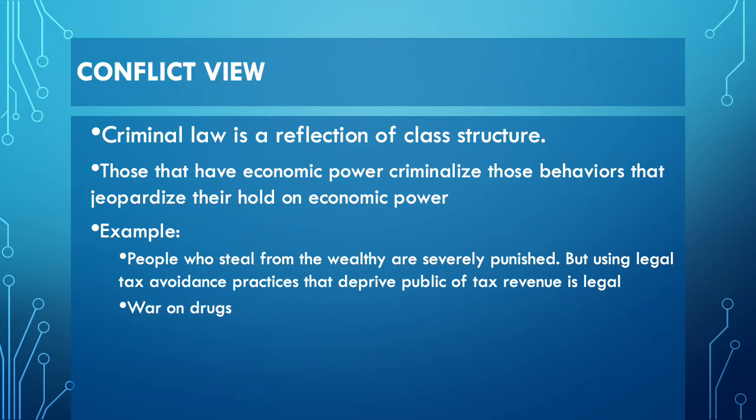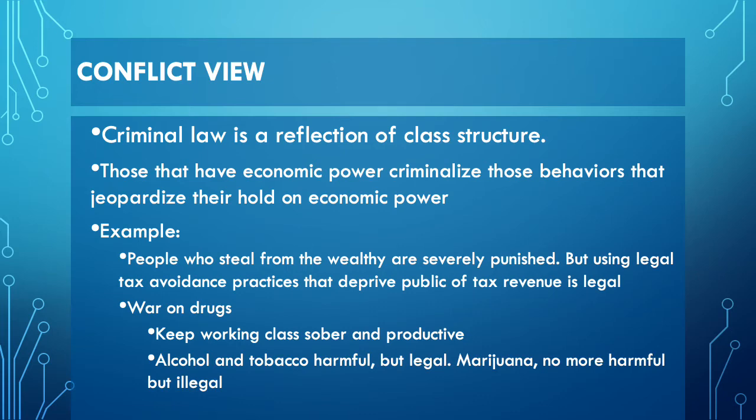You can also see the war on drugs as an example of the conflict view. From the conflict view, on the one hand, the owners, the people who make all the money, need to keep the working class sober and productive, and so you do that by making illegal certain substances. Another way of looking at it too is that alcohol and tobacco are harmful but legal. Marijuana is no more harmful, perhaps it's less harmful, but it is illegal.